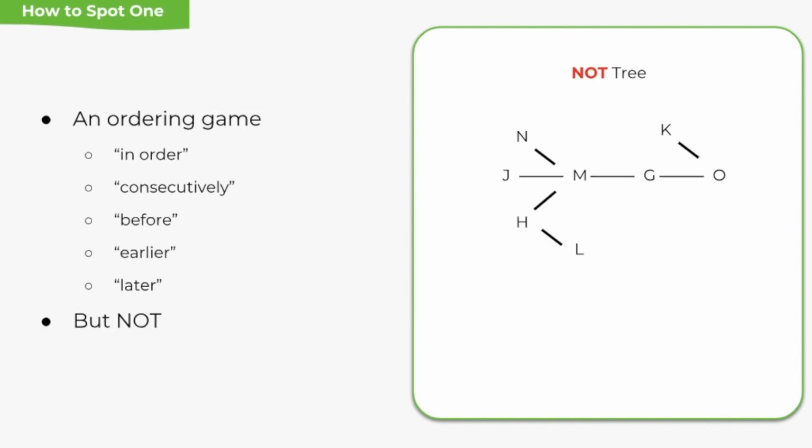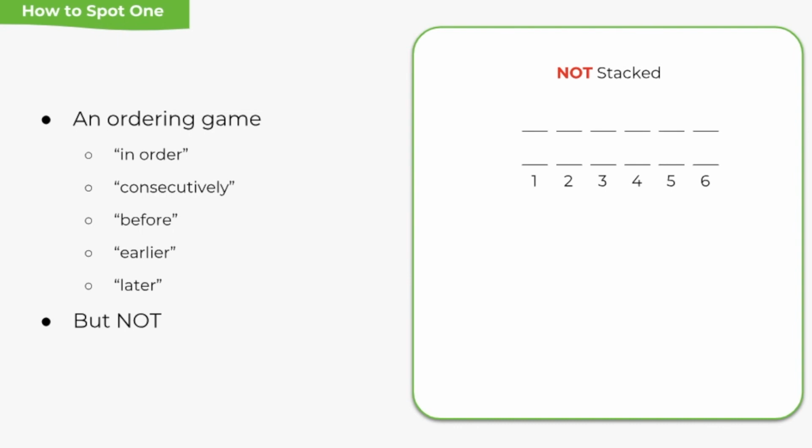It's important, though, that it's not the kind of game where all the rules coalesce to build a tree. That's a tree ordering game, which is a special version of ordering. And it's not the kind where you're going to need to track multiple character sets so that you need multiple rows to do so. So it's not a stacked ordering game. This is kind of like the vanilla of logic games.